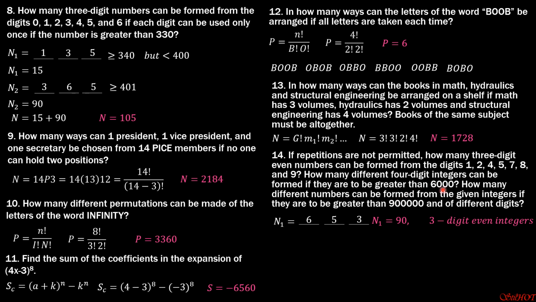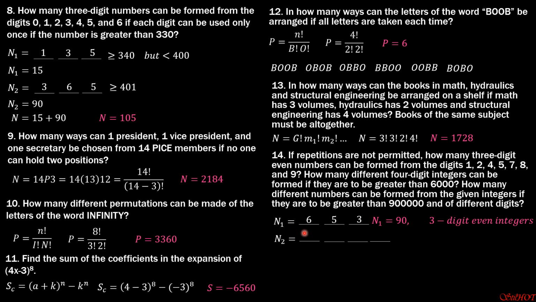For the second one, because this mentions 4-digit integers, we draw 4 bars. And it should be greater than 6,000. To make sure this is greater than 6,000, we should assign this digit first. And this should be greater than or equal to 6, because this is already the thousands place. And only 3 digits are greater than 6: 7, 8, and 9. So there are 3 ways to assign a digit here which is greater than 6.